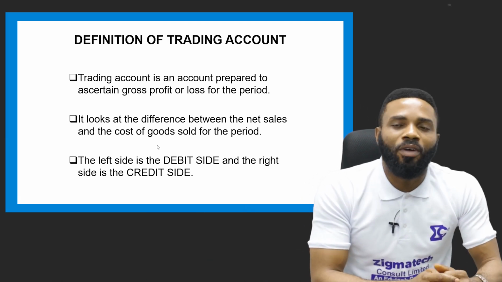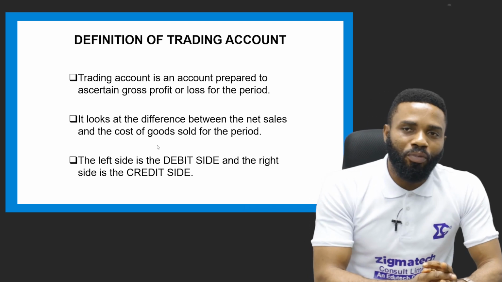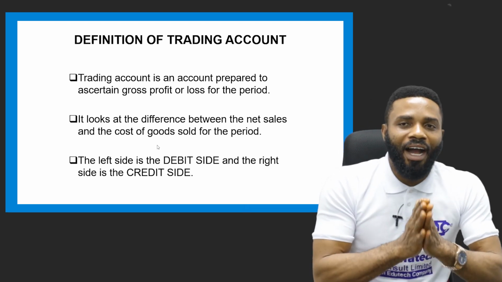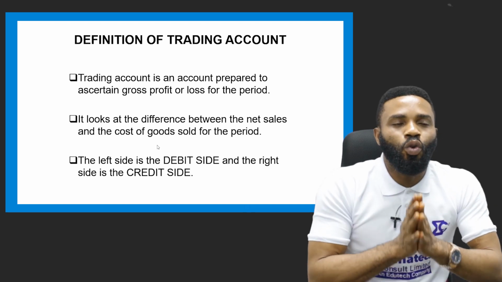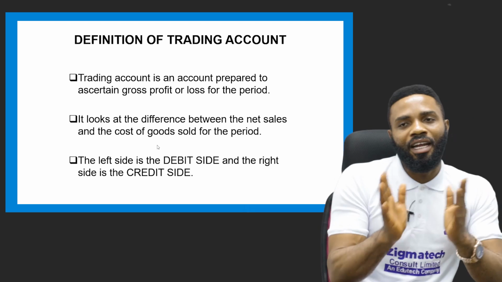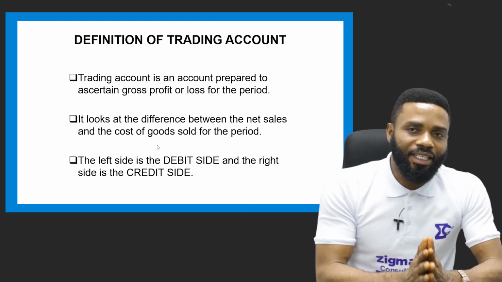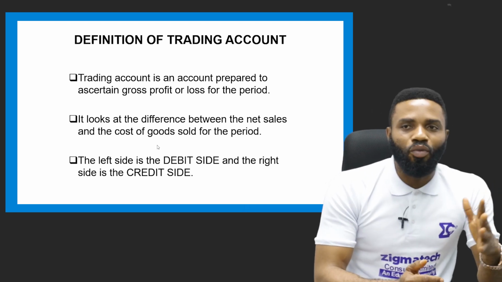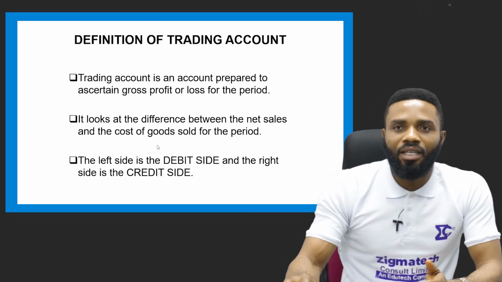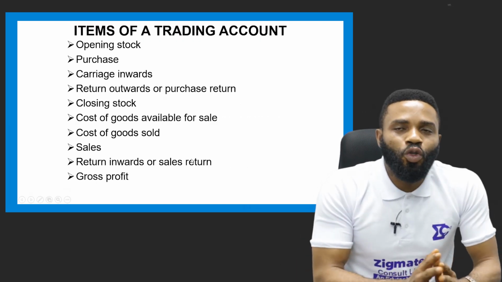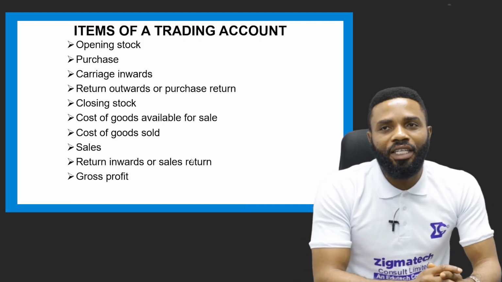We will not forget our fundamental principle, the double entry principle of accounting, that divides every account into two equal halves, the right hand side and the left hand side. And in this case, the left hand side is the debit side, while the right hand side is the credit side. Now, let's quickly go through the items of a trading account.